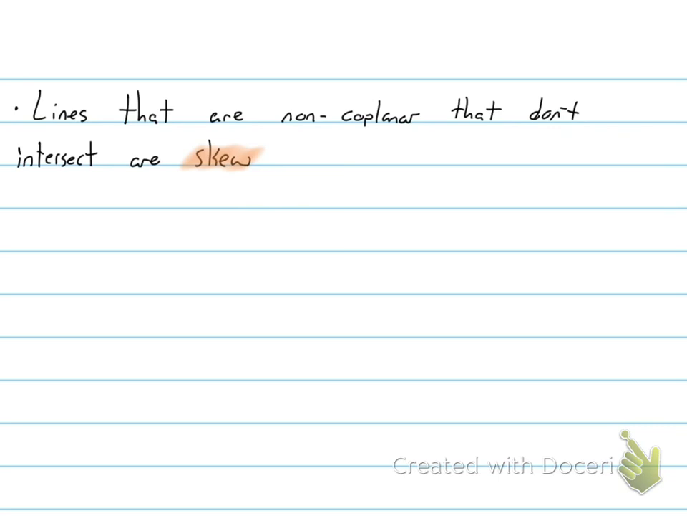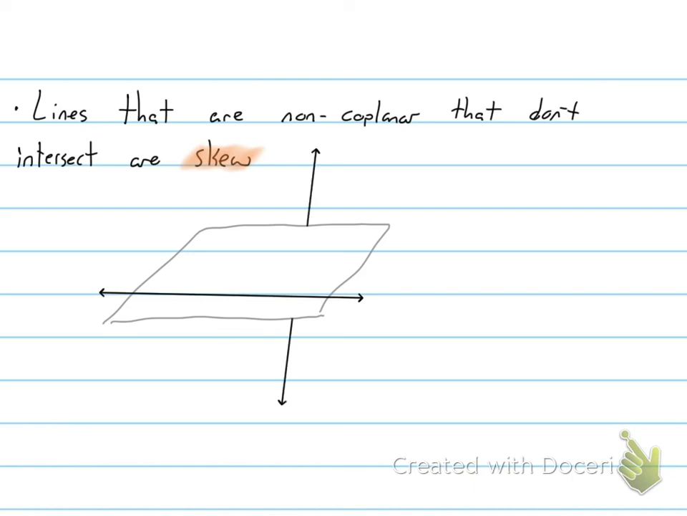Finally, lines that are non-coplanar that don't intersect are skew. These are a little bit harder to visualize. Let's say we have our imaginary plane here, and we have a line going this way. What if I have a line going this way? We can see here, just by the 3D image there, these aren't going to intersect, but they don't look like they're parallel. That would be called skew lines.